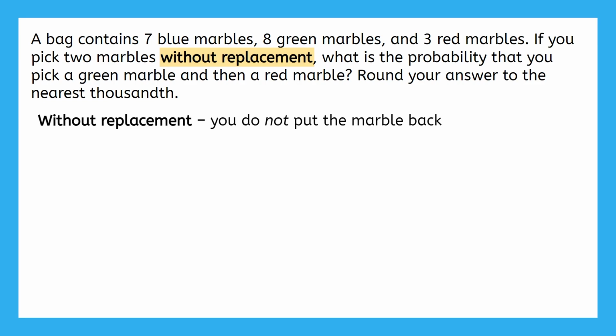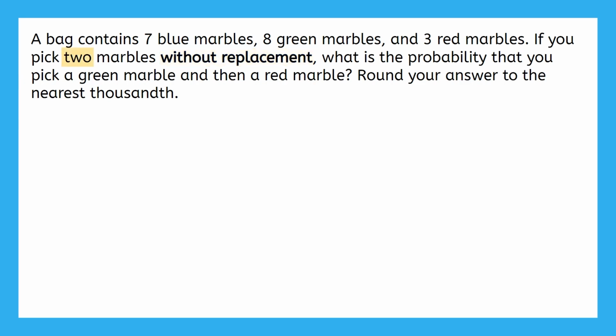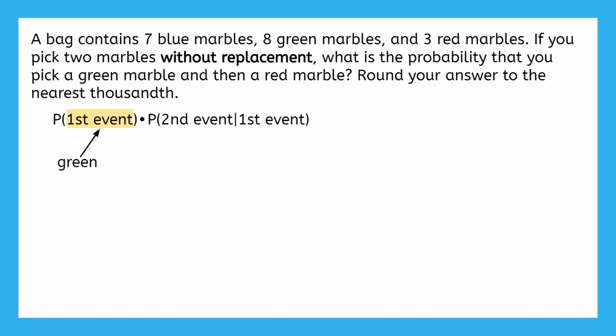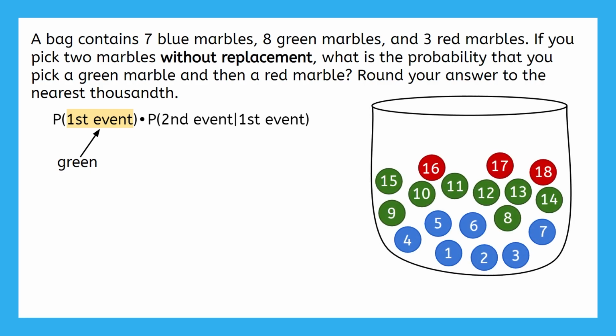So let's think about this. This is definitely compound probability because we're picking out 2 marbles. So we're going to use our new formula. What's the first event in this problem? First, we want to pick a green marble. Well, here's my bag of marbles. In total, there are 18 marbles in it. What's the probability of picking a green one? 8 green marbles out of 18 total makes a probability of 8 over 18, or 4 over 9.